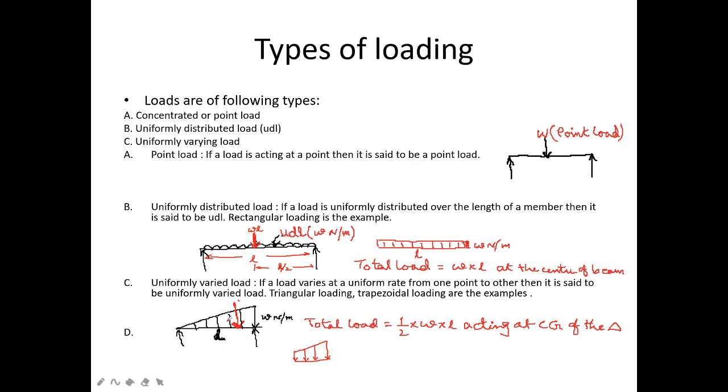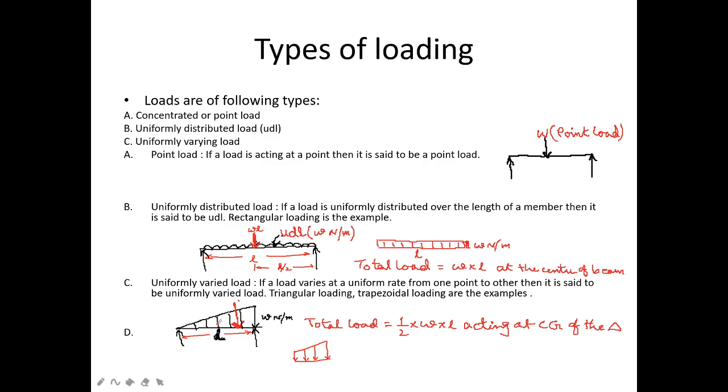Now, how to convert this type of loading into a point load? Simple. You find out the area of the figure. Here the figure is a triangle. Here the figure is a trapezoid. Now the area of this triangle is half W into L. L is the length of the beam, that is the horizontal member. This length is L from here to here, and this is the height of this triangle, which is the intensity of loading also.